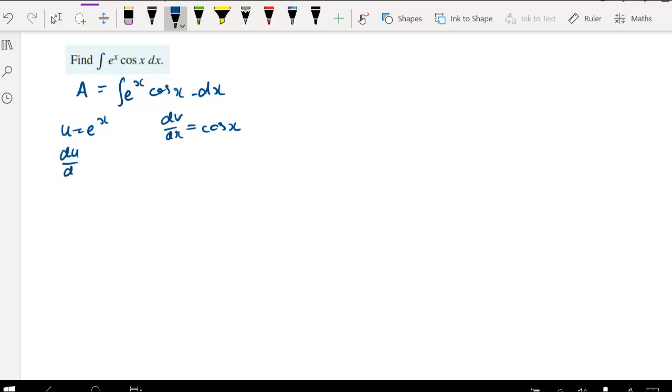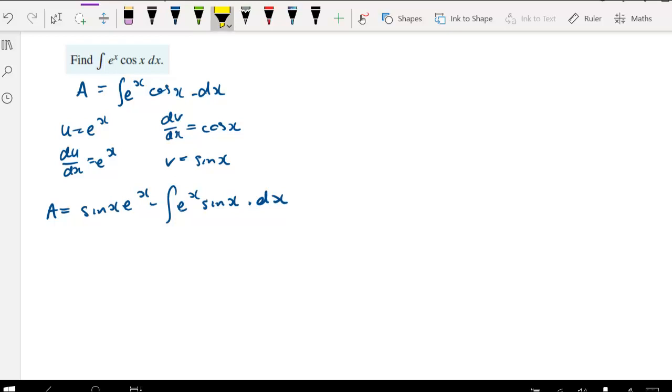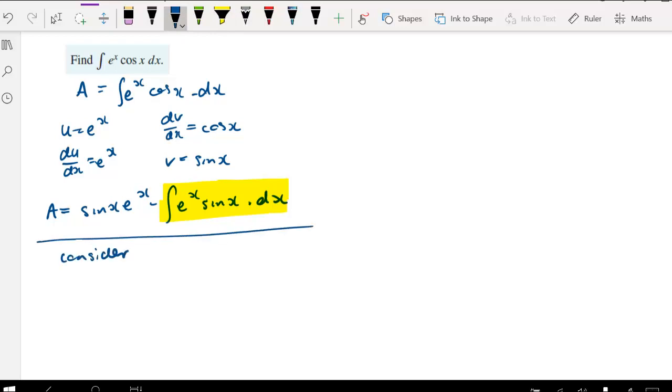So du dx is nice and easy, it's e to the x. v is nice and easy, it's sine x. And therefore a is equal to uv, which is sine x e to the x, subtract the integral of v du dx, which is e to the x sine x dx. Now this we cannot do without using by parts. So we have to consider the integral of e to the x sine x dx.